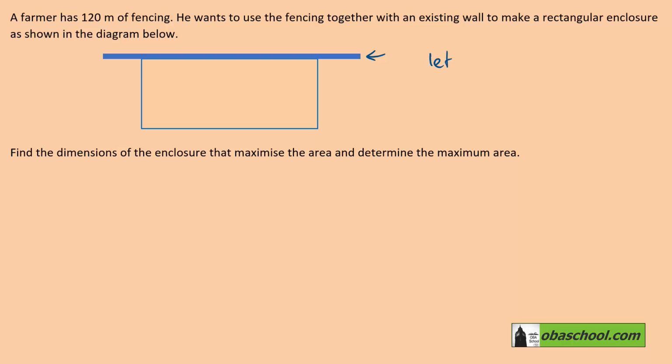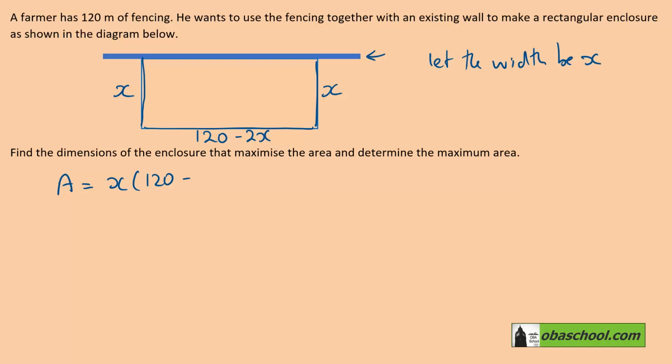So the first thing is, let the width be x. So if we call this x, then this is x as well. Now in total, this is 120 meters. Now if it's x there and x there, this would be 120 minus 2x. So the area is going to be x times 120 minus 2x, which is 120x take away 2x squared.